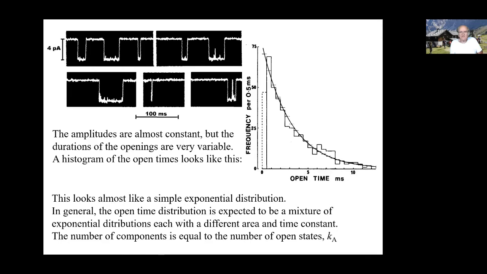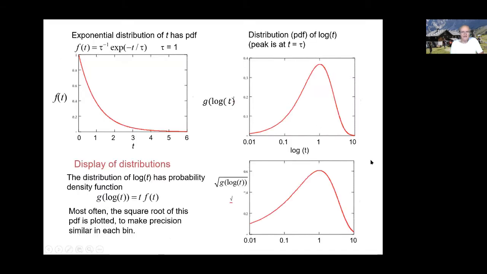We speak of the mixture of exponential distributions rather than the sum of exponential components as you would with a macroscopic current, since we're looking at a probability density function, its area must come to 1, and we therefore have to talk of a mixture of exponential distributions. I'll illustrate this again later.